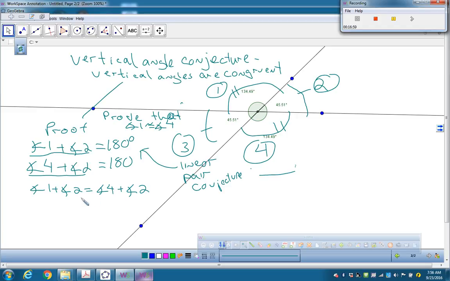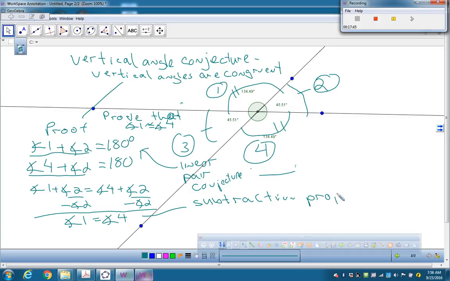So see, angle 2 is in both equations? So if I subtract angle 2 from this side, and angle 2 from this side, I get that angle 1 is equal to angle 4, and that's called the subtraction property, okay? Subtraction is kind of a messy proof, but I'm just trying to show you why it works, okay?